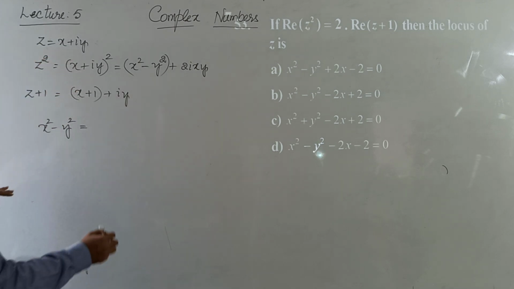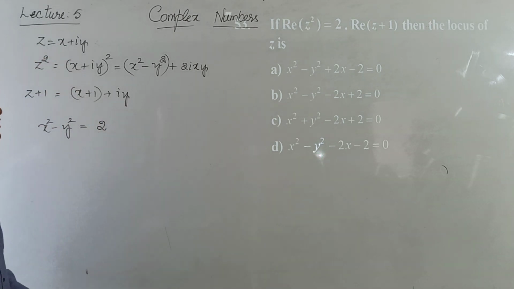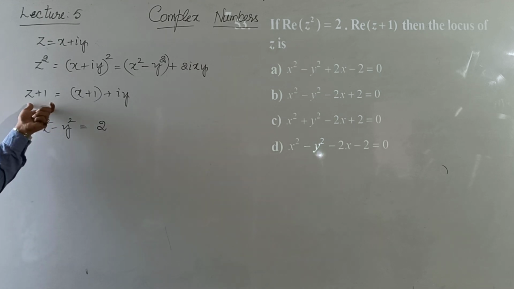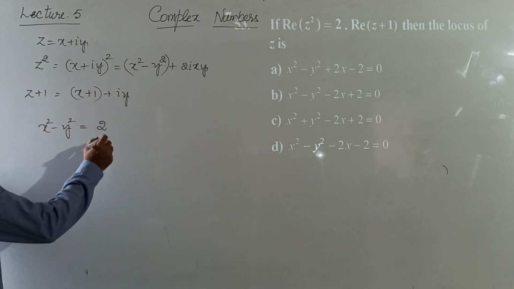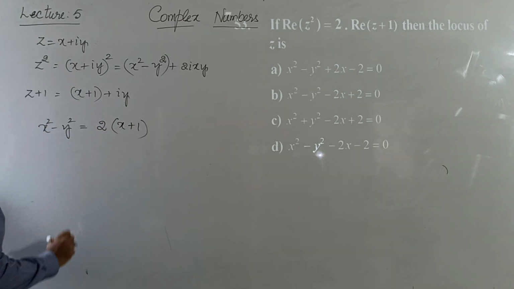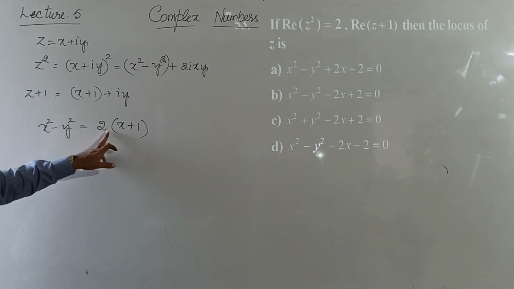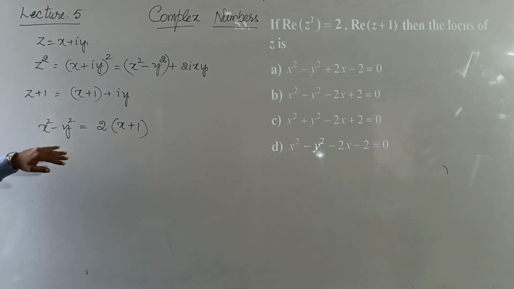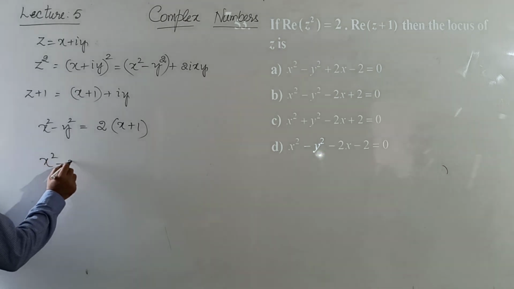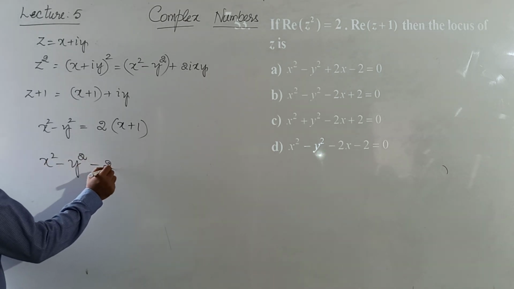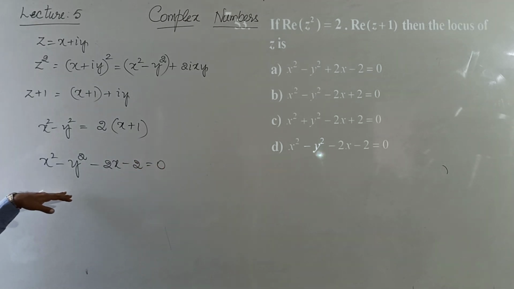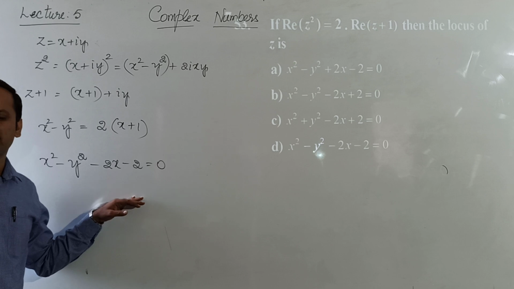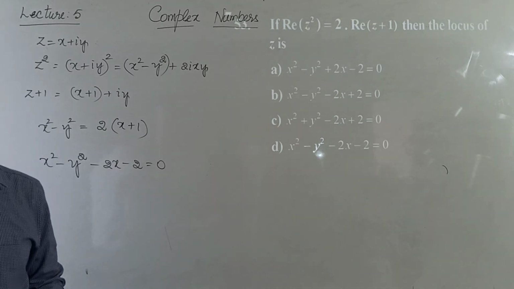That's equal to 2 into real part of z plus 1. Z plus 1 is equal to x plus 1 plus iy. Its real part is x plus 1, so this will become 2x plus 2. Bring all of them to one side. We get x square minus y square minus 2x minus 2 equal to 0.